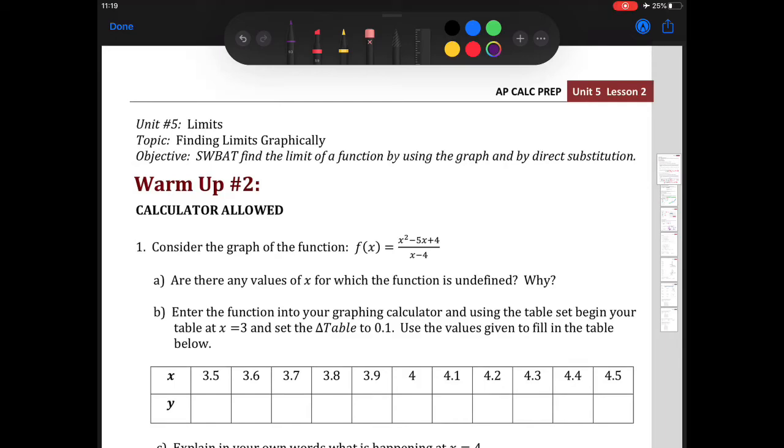Hey guys, welcome to Unit 5 Lesson 2. Today we are going to be starting our limits lesson, finding limits graphically. So I want you to pause the video and try the warm-up on your own.